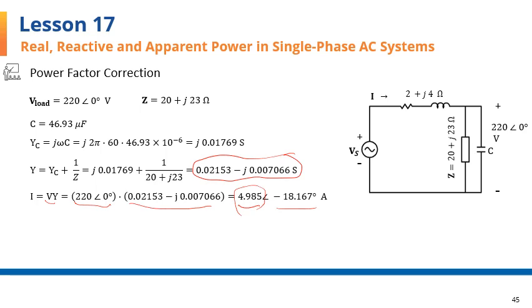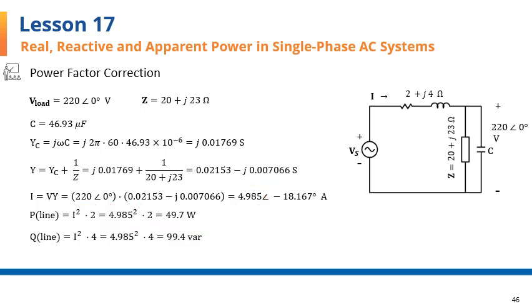Let's find the different powers of this combination circuit. For the line, we have I squared times 2 for the real power. I here is 4.985, so we'll square that times 2, and we get 49.7 watts of real power used up in the line. And the same current squared times 4 gives us 99.4 vars of reactive power consumed in the line.